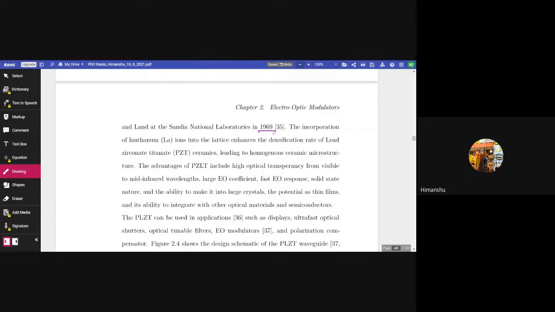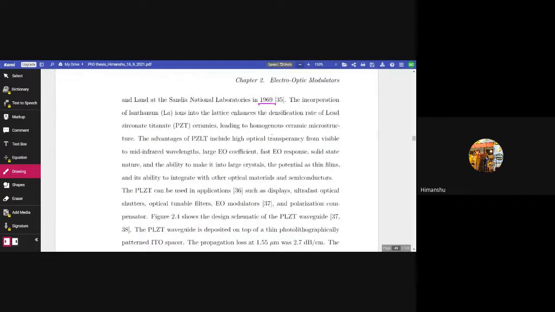Reference number 35. The incorporation of lanthanum La ions into the lattice enhances the densification rate of lead zirconate titanate PZT ceramics, leading to a homogeneous ceramic microstructure. The advantages of PLZT include high optical transparency from visible to mid-infrared wavelengths, large EO coefficient, fast EO response, solid state nature, and the ability to make it into large crystals. The potential as thin films and its ability to integrate with other optical materials and semiconductors.